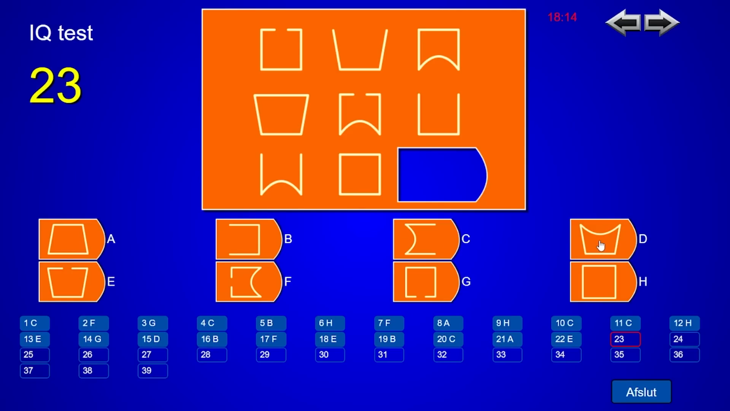This one feels wrong because we already have three with the rounded edge, and none of the rounded edges are at the top. And let's see, we have two that are like a basket, and we have two with a hole in the middle. So it could be a basket, so it could be this one, but I don't like the rounded one, and it could also be this one.